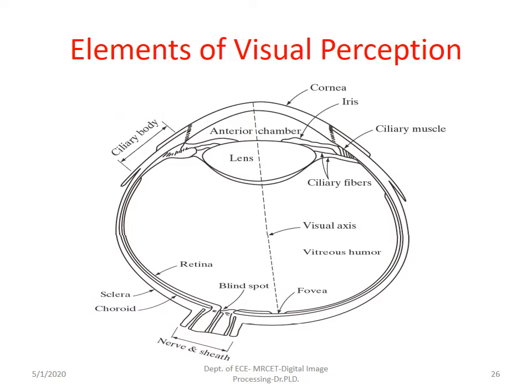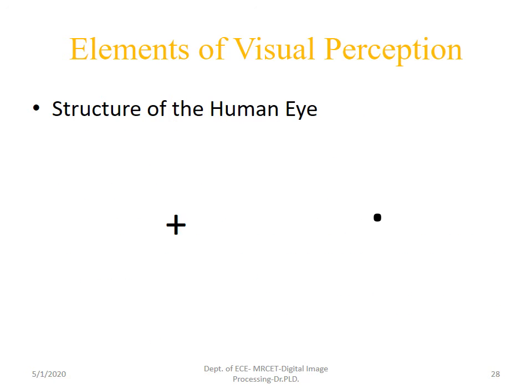Based on the distribution of rods and cones, we can say this one is the blind spot. This one is the blind spot. The blind spot in humans can be shown with a small experiment. Structure of the human eye, we just came across. Now here I have given a cross and a dot. Close your left eye with your left hand, and place this cross and dot on paper, then move that paper closer to your eyes.